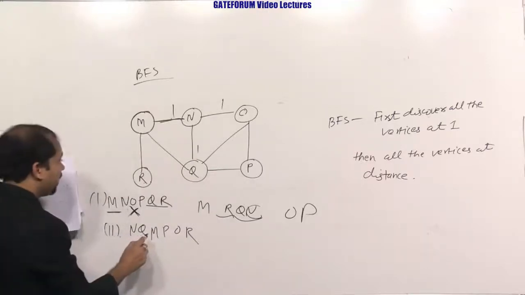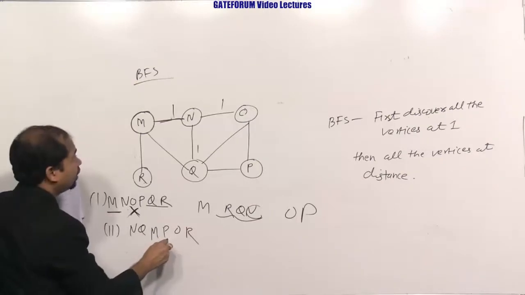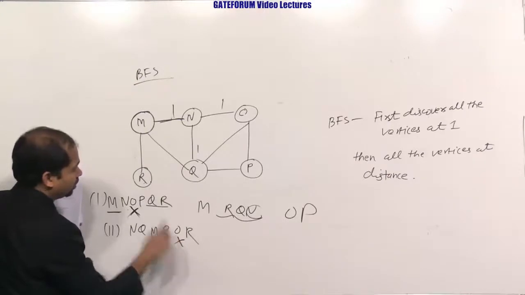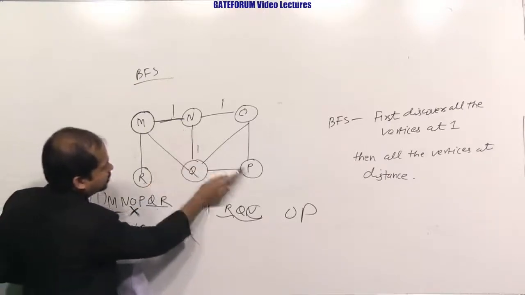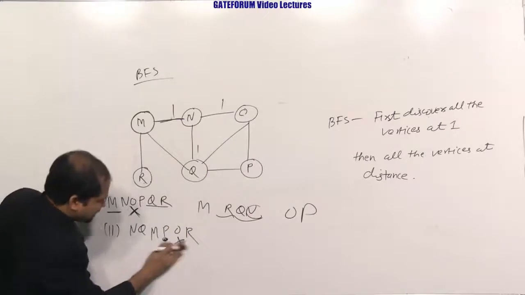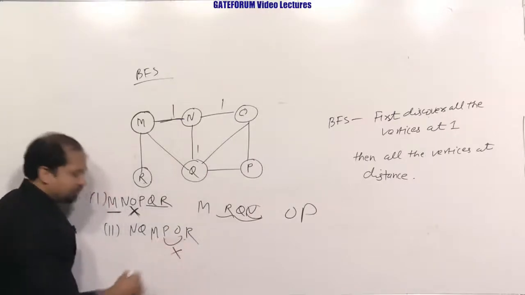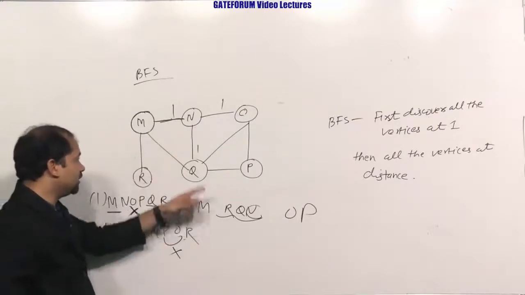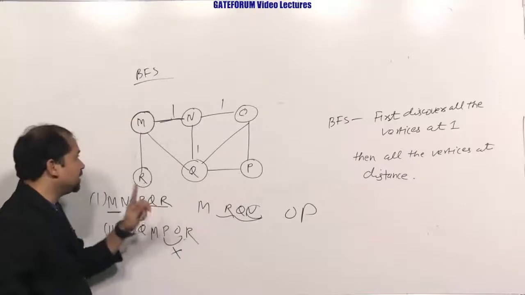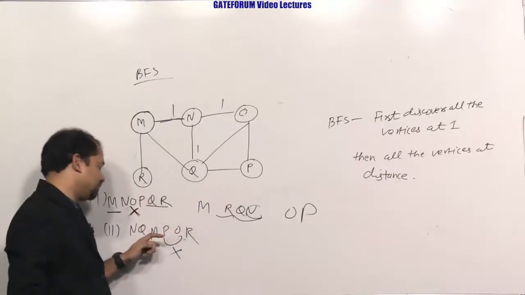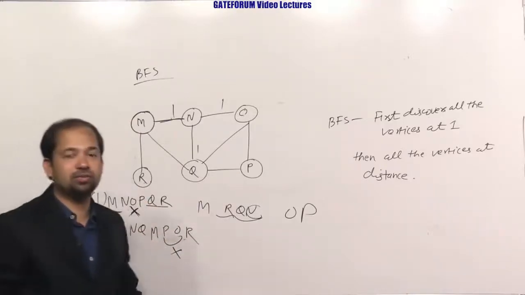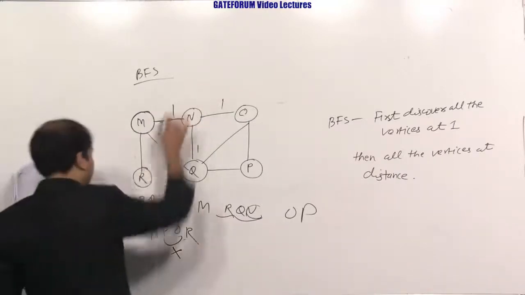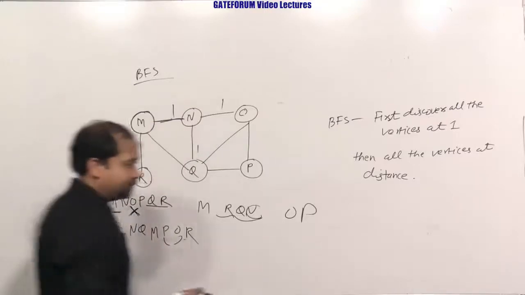So after N we are visiting P before O. This is wrong. P cannot be visited before O, because the distance of P is 2 and the distance of O is 1. So if we are negating the option, from N the distance of O is 1 and the distance of P is 2, so a vertex of distance 2 cannot be visited before a vertex of distance 1. So B is wrong. Then option C, the third option.